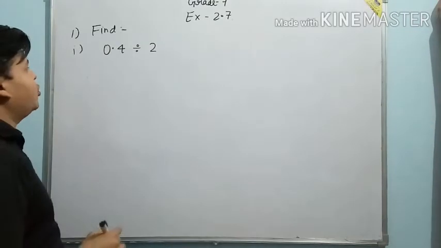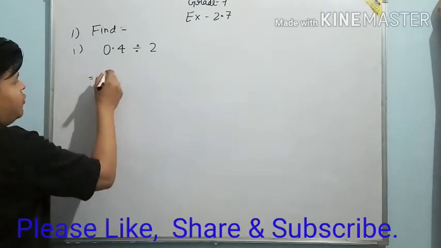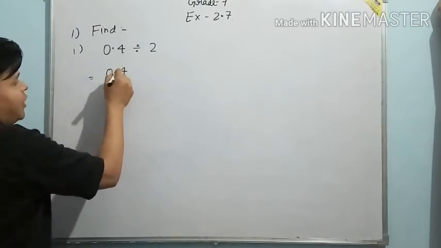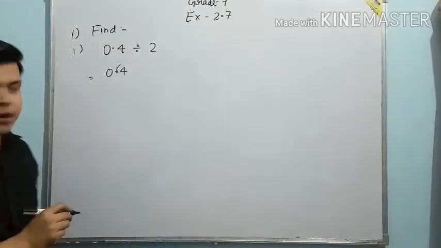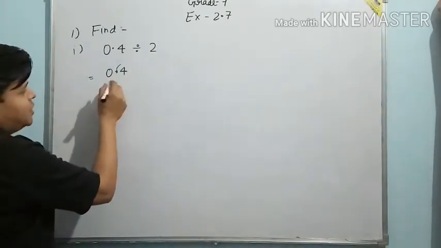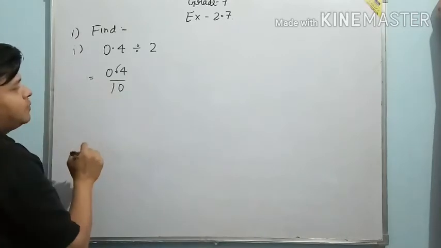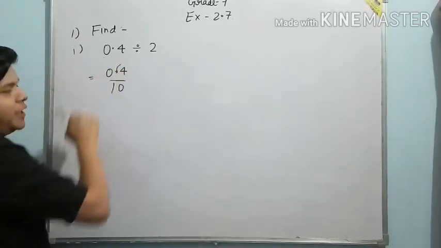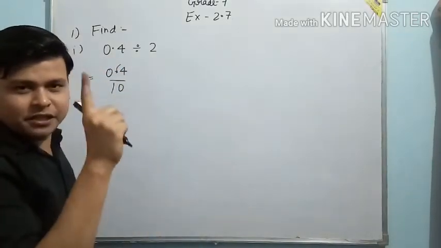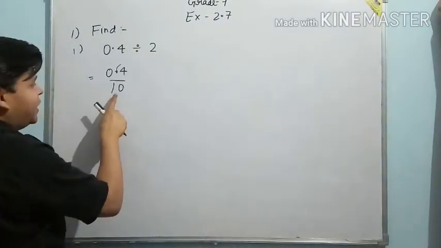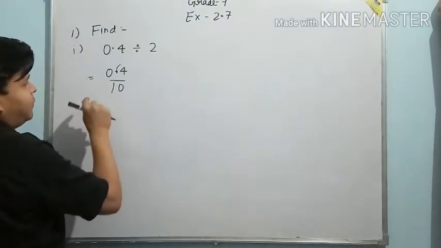So how are we going to divide this? First of all we will write 0.4, and you will remove the decimal from here. After the decimal we have one digit, so we will write here 10 in the denominator. After decimal we have only one digit. We have one digit, so we will write here 10, right?